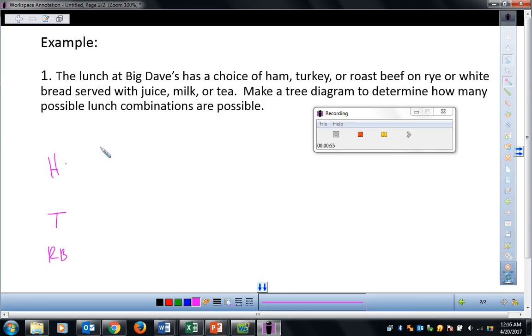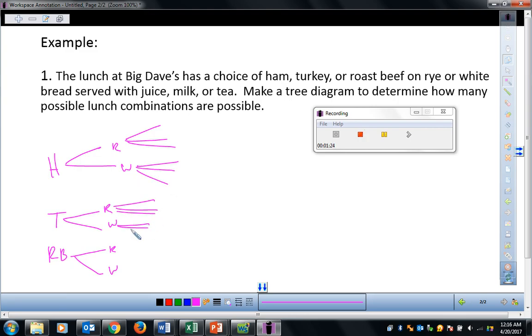From each type of meat, we then have a type of bread. We have rye or white for here, and one more time, rye or white. Lastly, we have the type of drink. So from each of these, from the rye and white, we have juice, milk, or tea. Same thing here, juice, milk, or tea. So obviously this is what we call the tree diagram. Juice, milk, or tea at the end there.